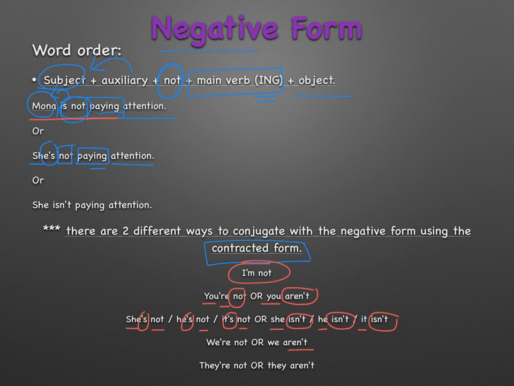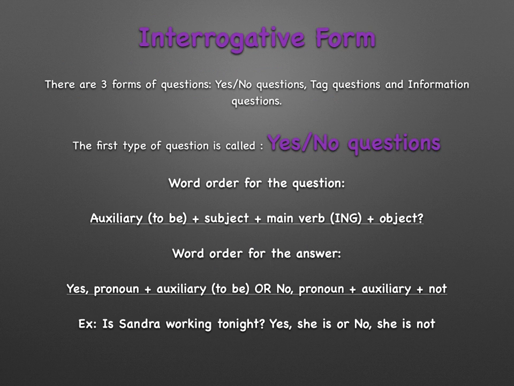Now for the interrogative form, you have to remember that there are three forms of questions. Yes/no questions, tag questions, information questions. Let's start with yes/no questions.